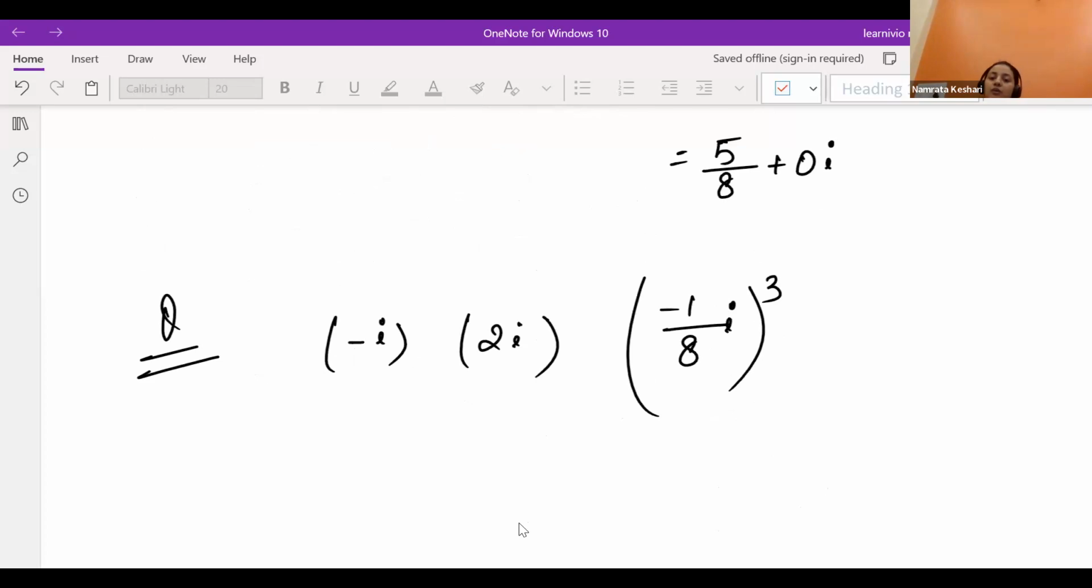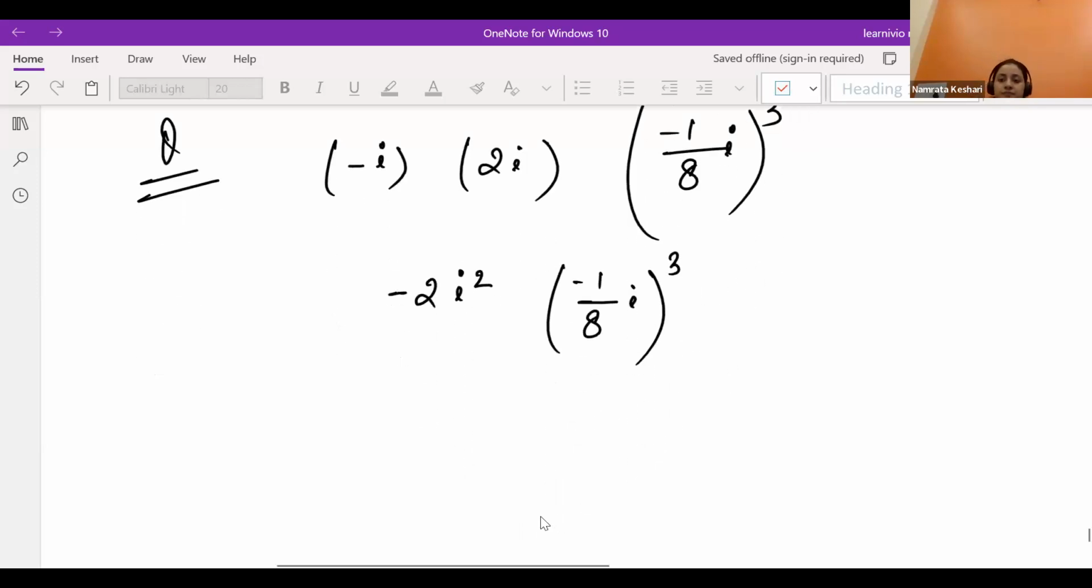Tell me how we'll be doing it. Minus 2 i square. But here minus 1 by 8 i, that's cube is also there. Ma'am, can we solve it separately first? Yes.